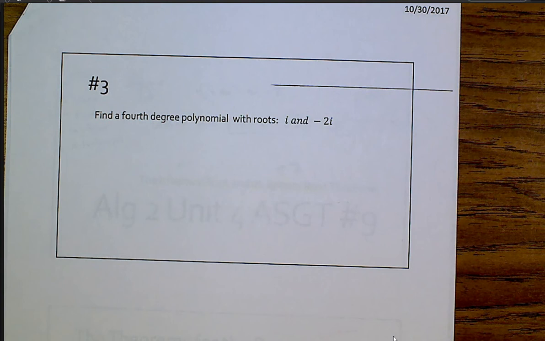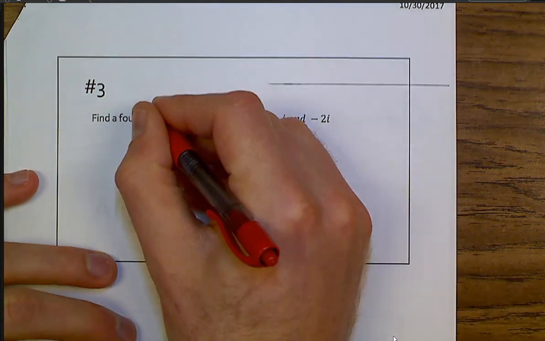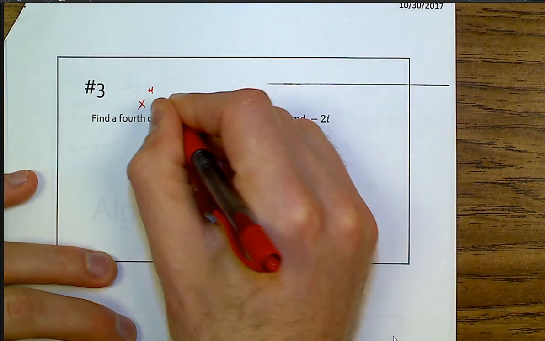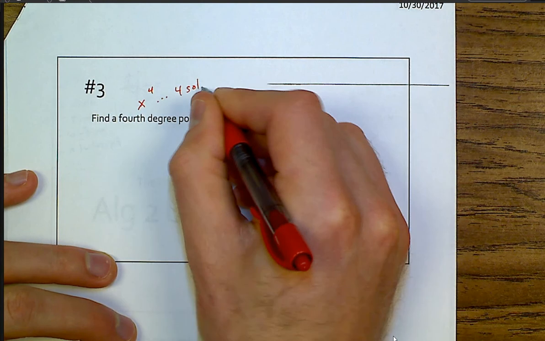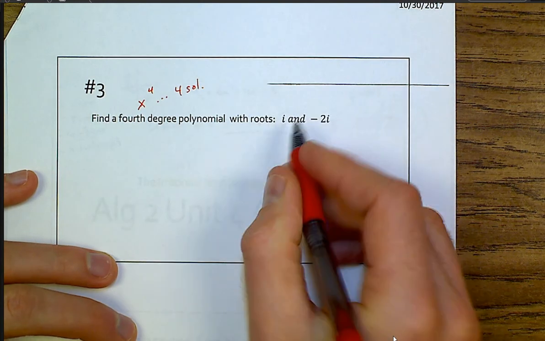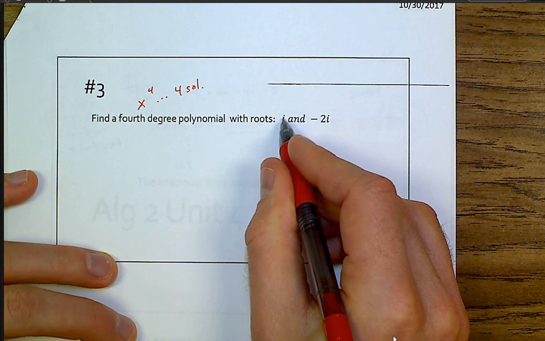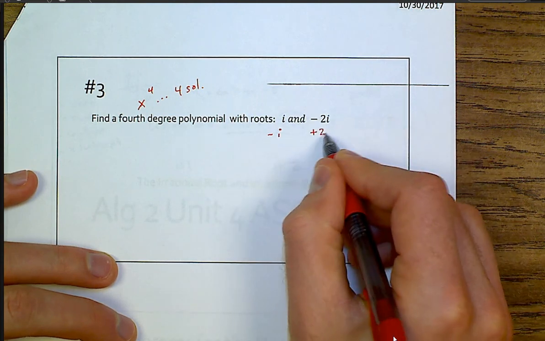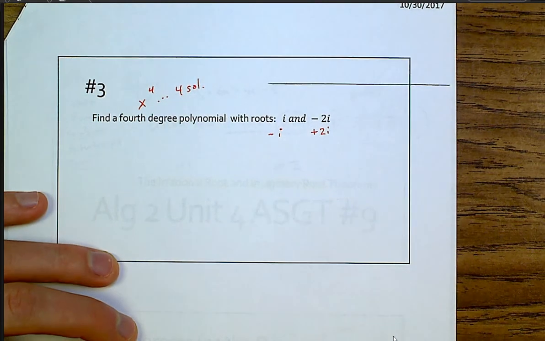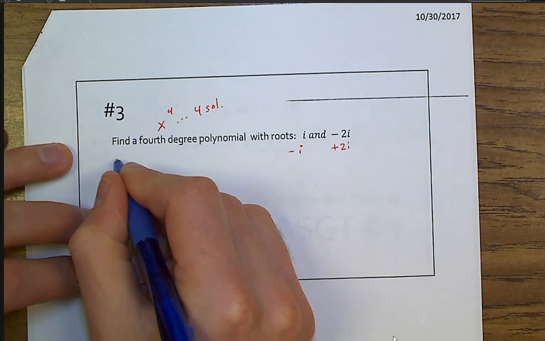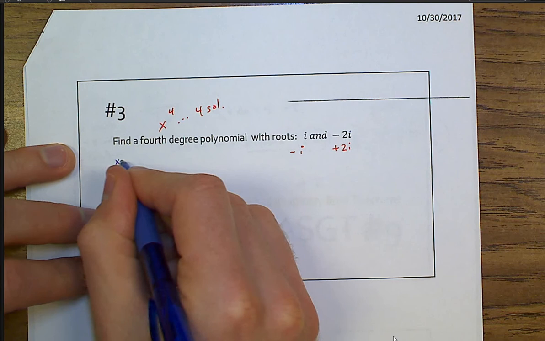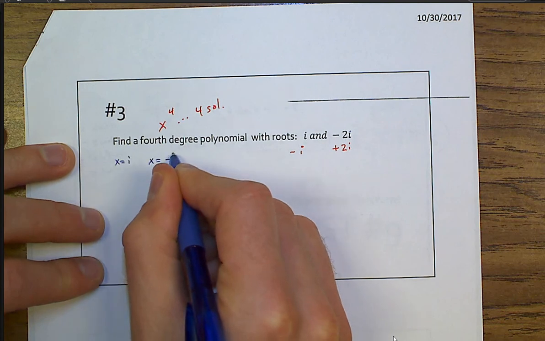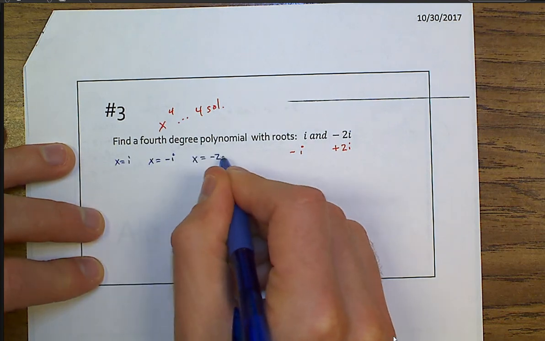Okay, so 4th degree, right? So what are we thinking? I've got to have 4 solutions. Right now they're only giving me 2, so what are the conjugates? First of all, this is i, so I know I'm going to have a negative i in there. It's a negative 2i, so I know I'm going to have a positive 2i as a solution. So I'm going to write this as x equals i, x equals negative i, x equals negative 2i, and x equals 2i.